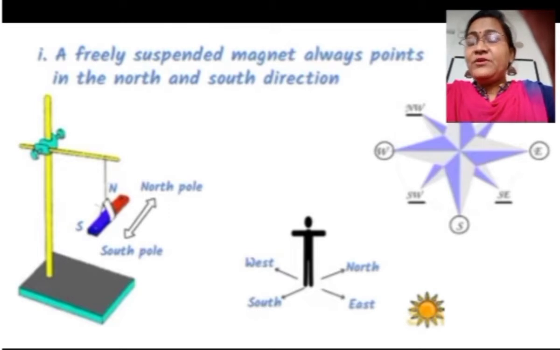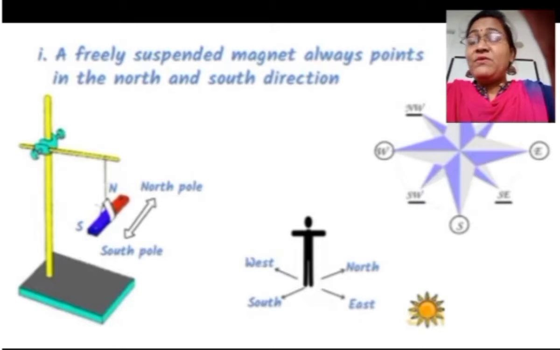The end of the magnet which points towards the north direction is called the north-seeking end or north pole of the magnet. This end is marked with the capital letter N. The end of the magnet which points towards the south direction is called the south-seeking end or south pole of the magnet, and this end is marked with the capital letter S on the magnet.